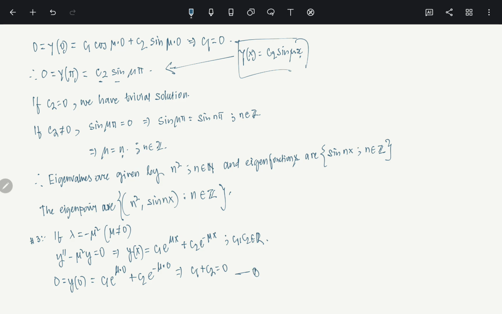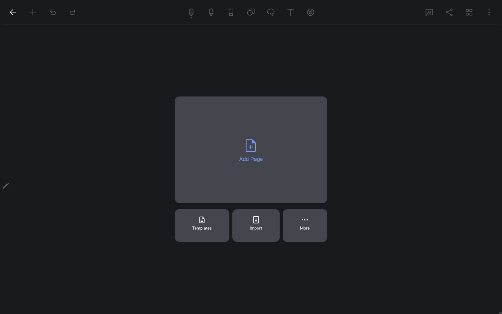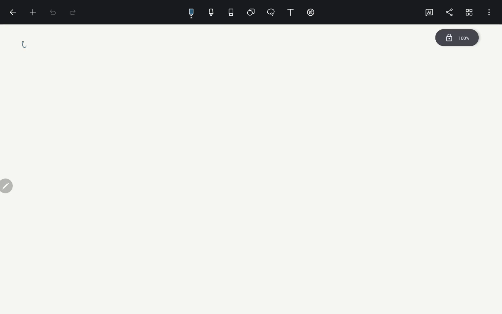Let's just put it. Okay, and another one, 0 equals y of pi equals 0. So the second one is 0 equals y at the point pi, which is c1 times e to the power mu pi plus c2 times e to the power minus mu pi. Okay, so this is equation 2.